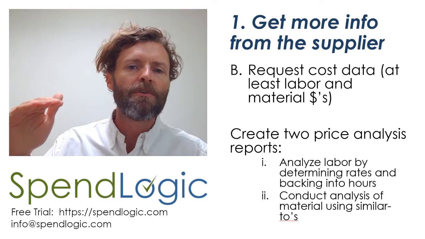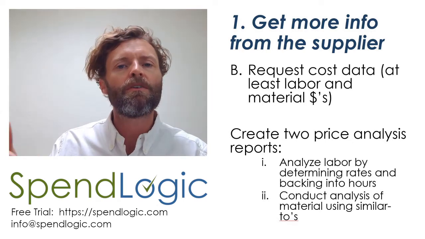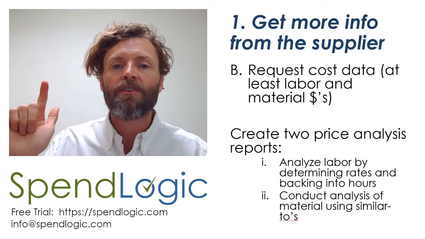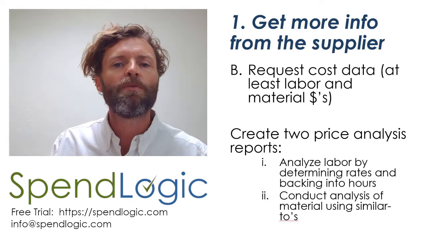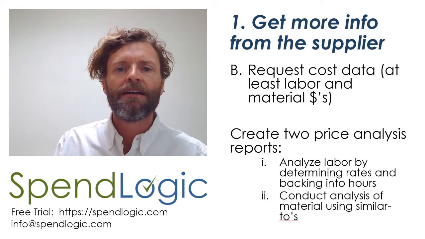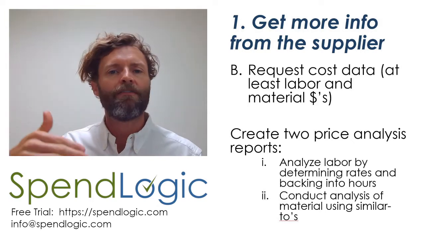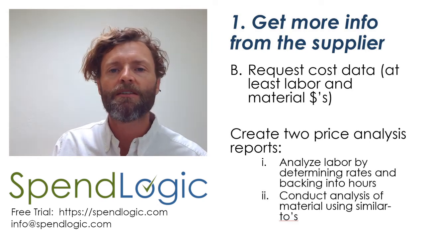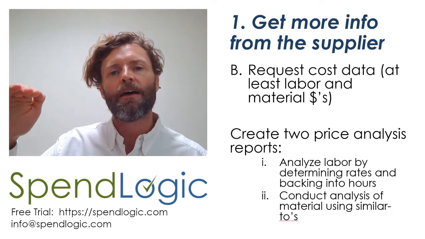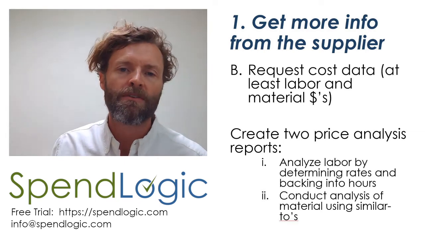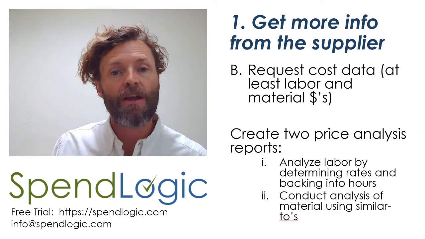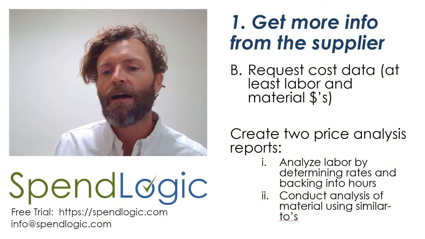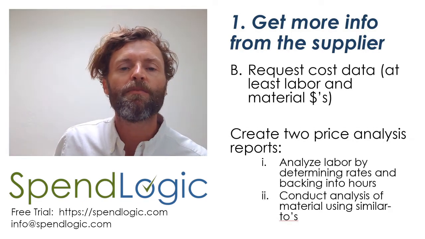If you at least get labor and materials split out, and this is how SpendLogic works as well, you can do an analysis of labor and an analysis of material. It would basically be two price analysis reports. Once you have those two pieces split out, you have any of the price analysis methodologies available to you. For labor, you could figure out your labor categories, figure out adequate labor rates, and then back into the hours that would be required. SpendLogic does a great job of labor rate analysis and can help you back into those hours very quickly. Second is to do an analysis of the material dollars.